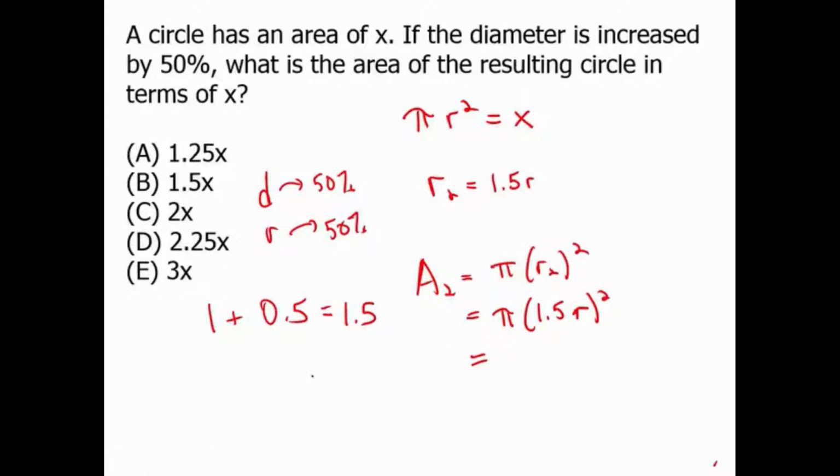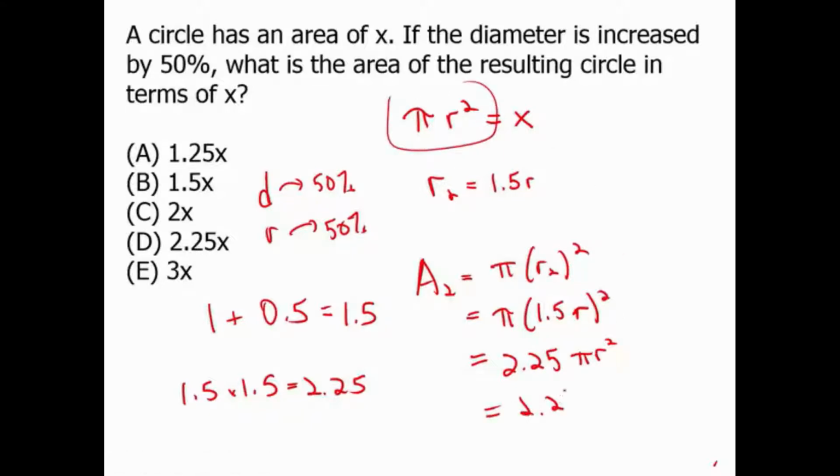And what is 1.5 squared? Well, 1.5 times 1.5, we can calculate this as 2.25. So we get 2.25 times pi times r squared. Well, the pi r squared, that's the original x. So this is 2.25 times x. Answer choice D.